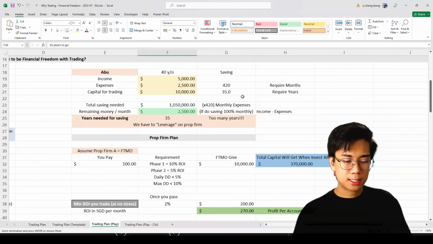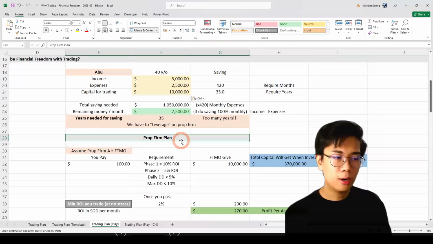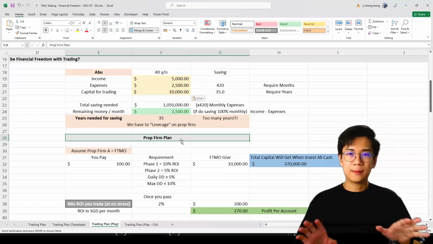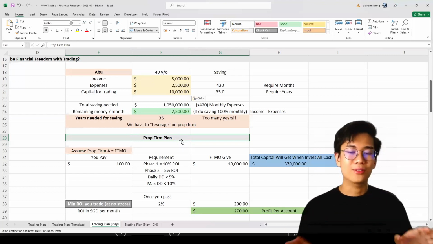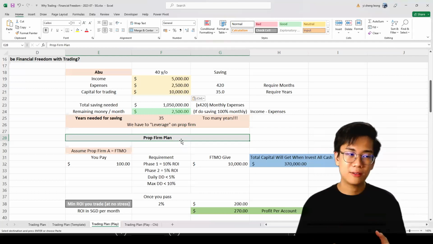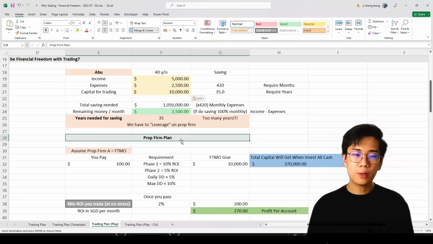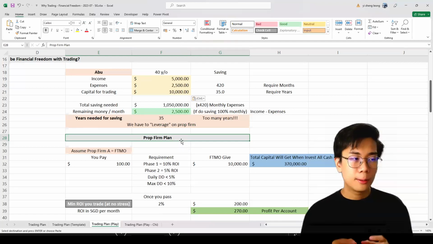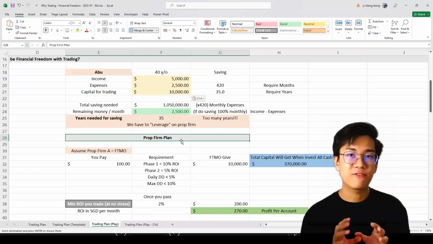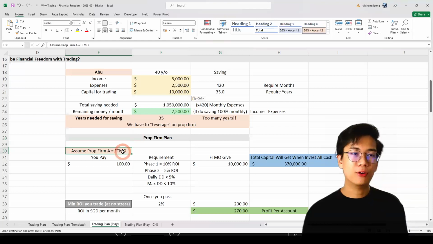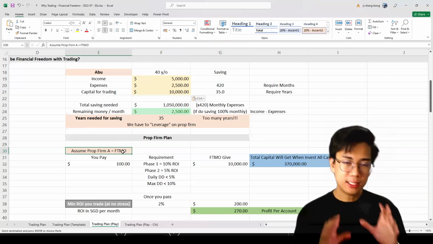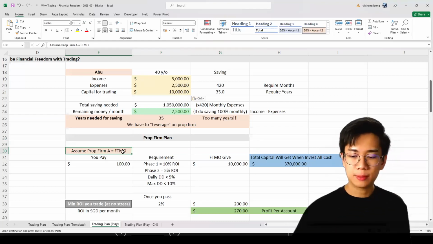And hence that comes to the point that we have to go for prop firm. Now don't ask me about technical about prop firm on robot yet. We focus on prop firm first. Now what is a prop firm? A prop firm is an investor. And we name this investor as FTMO first. This investor will do something like this.